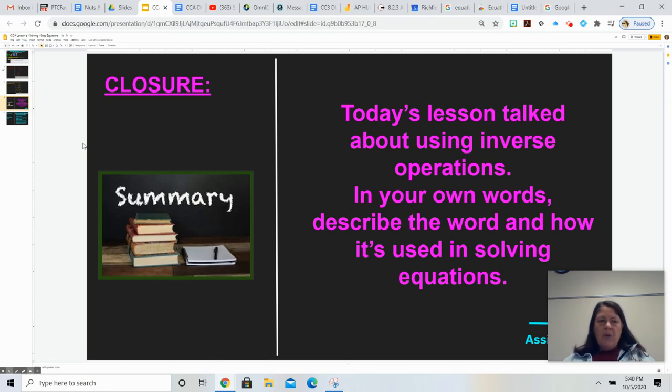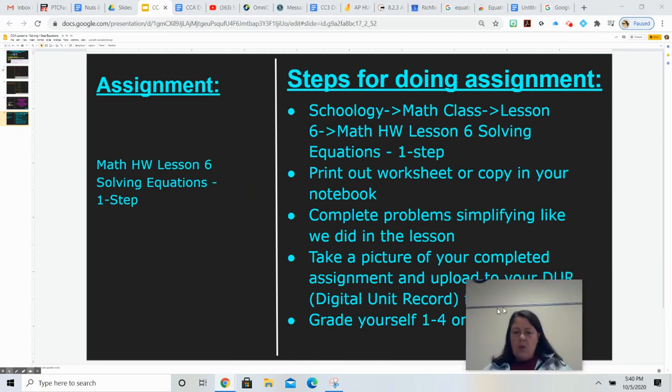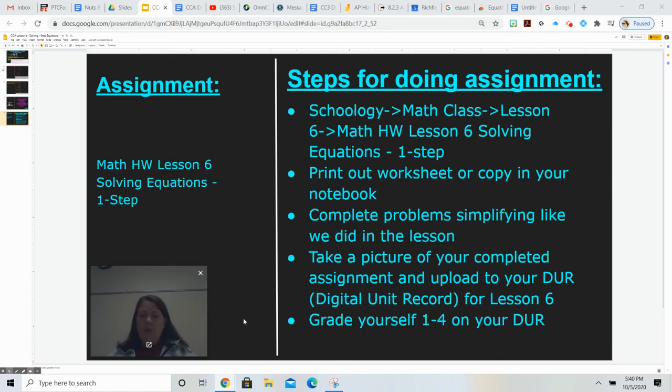And then again, when you've done that, like we've showed you in all of the other slides, here are the steps for getting to your assignment in Schoology. You're going to go to your math class, look for lesson 6, click on the lesson 6 solving equations worksheet, and you can either print it off, or write down those problems on your notebook paper, solve them, and then upload to your digital unit record.